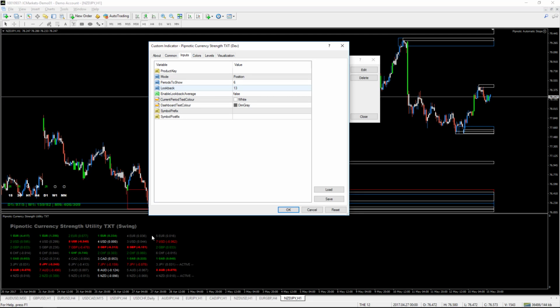Then we have the dashboard color, which you can see here. Then we have symbol, prefix, and postfix, and this is just related to the currency pairs. You can see here my symbol is NZDJPY, and there is no prefix or postfix, but some brokers have, for example, .pro. I know one, maybe it's an American broker, they append .pro to the symbol, so it'll say NZDJPY.pro, and so you have to tell the indicator what the symbol looks like so that it knows what the symbols are going to be called.